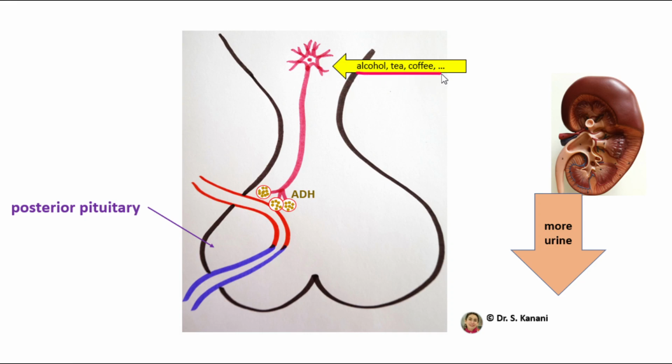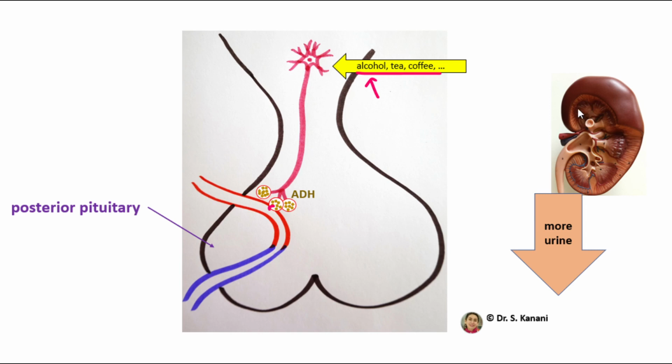However, there are some other substances that we sometimes consume on a daily basis that inhibit, that suppress secretion of ADH. A well-known one would be alcohol. Alcohol, tea, coffee, soda are examples of substances that decrease production and secretion of ADH. So when we consume these substances, the blood level of ADH decreases.